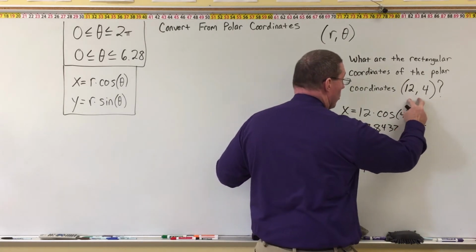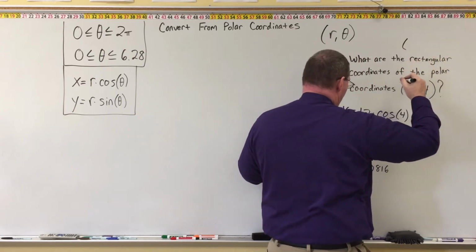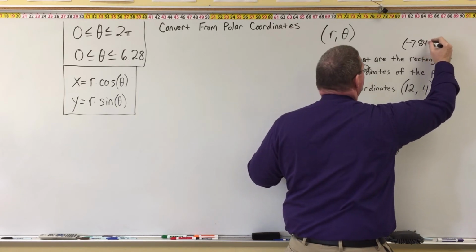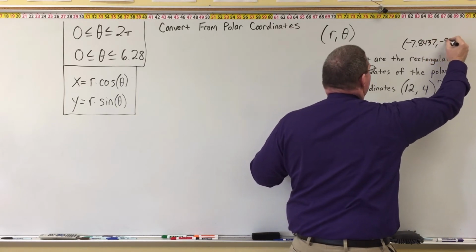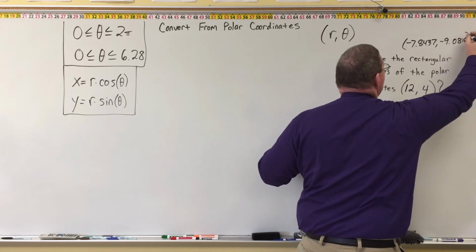And so the rectangular coordinates of the polar coordinates 12, 4 are negative 7.8437 and negative 9.0816.